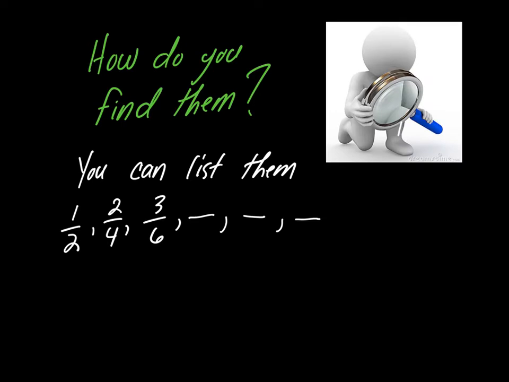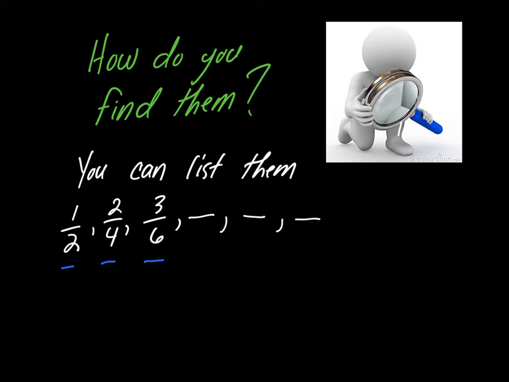So how can we find them? One way is you can list them. If you look here, I picked a fraction that a lot of people are familiar with. So we have 1/2, then it's 2/4, and 3/6. All of these mean the same. They all mean half. So the next thing is, do you see any patterns?